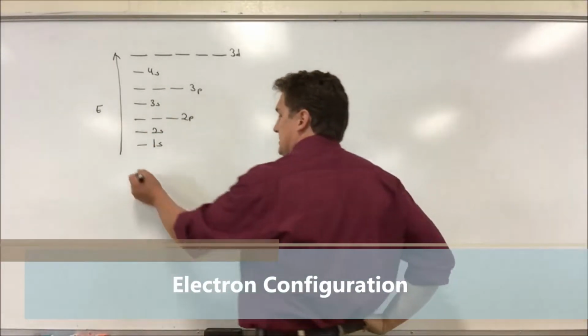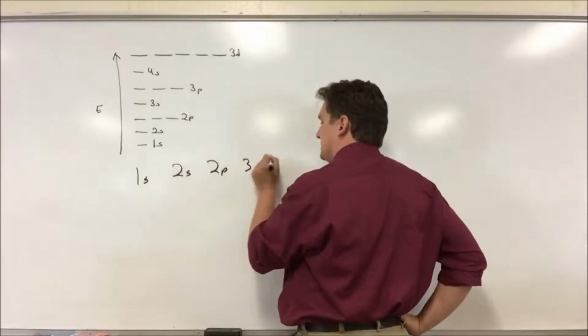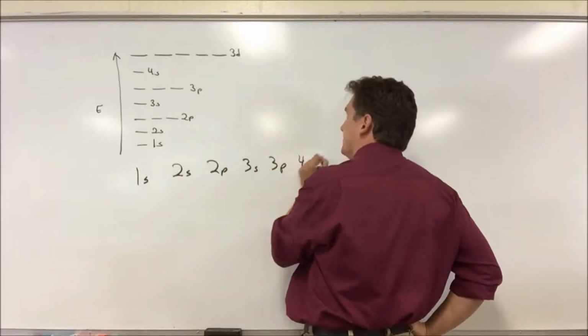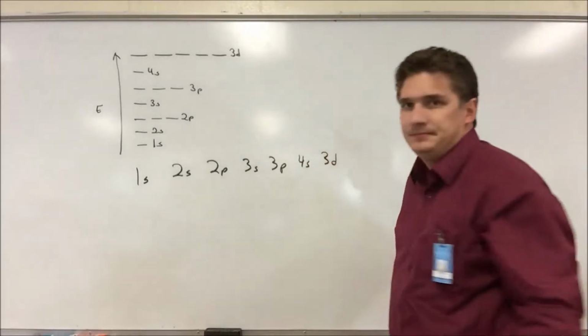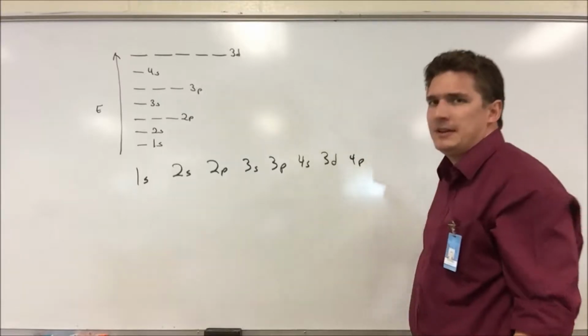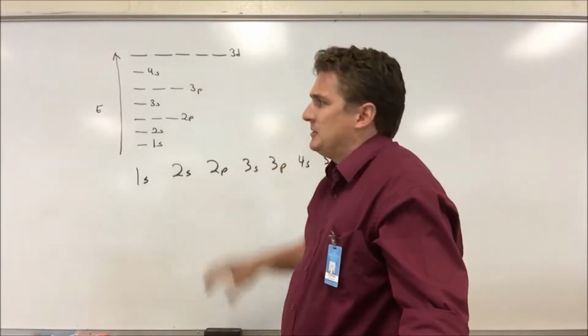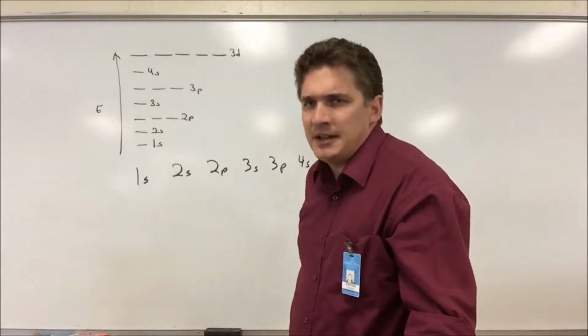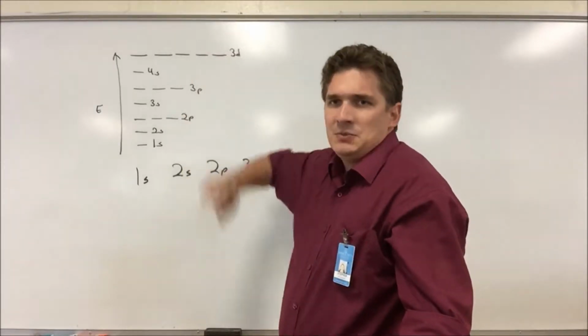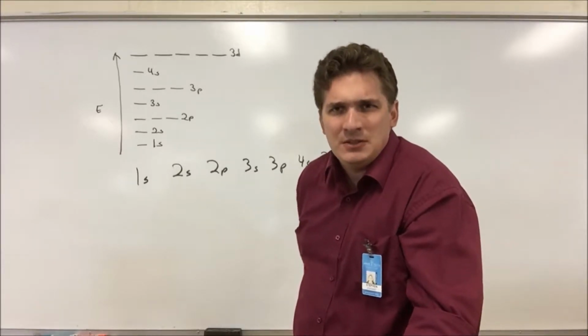orbitals. So we have 1s, 2s, 2p, 3s, 3p, 4s, 3d. And if we want to go even higher, we've got the 4p and the 5s. This is a lot to draw, particularly if we have a lot of electrons. So let's say we have 25 electrons in our atom. Well, we could populate this with 25 electrons, but where are the valence electrons at? You don't know that intuitively.